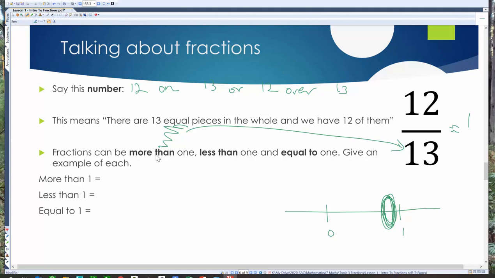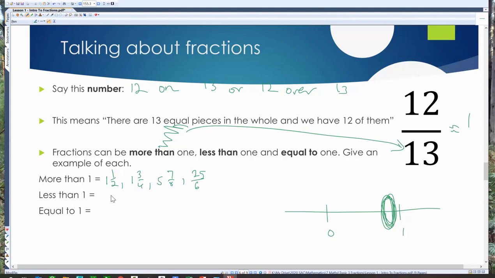All right, fractions can be more than 1, less than 1, and equal to 1. So we want to do an example of each. So here's a fraction that's worth more than 1. It's 1.5. Okay, 1 3/4, 5 7/8. Okay, we can even write that as an improper fraction. We'll talk about it in a sec, but we can say 25 on 6. Okay, that's more than 1.